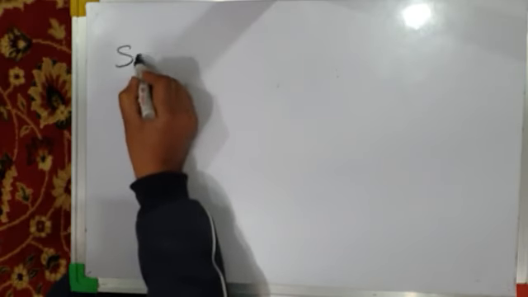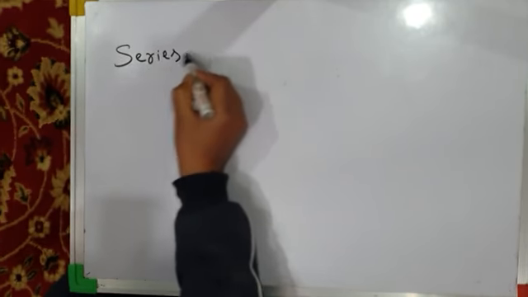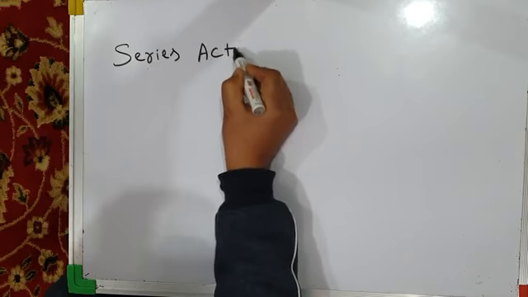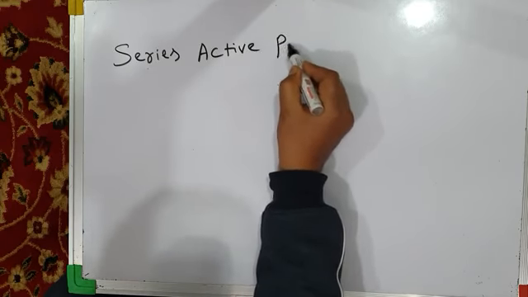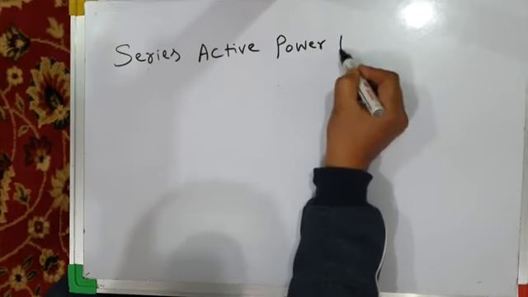In the last lecture, lecture number 38, we discussed the topology, the configuration, the structure, operating principle, and control algorithm of a shunt active power filter. In this lecture, we are first of all going to discuss the series active power filter.